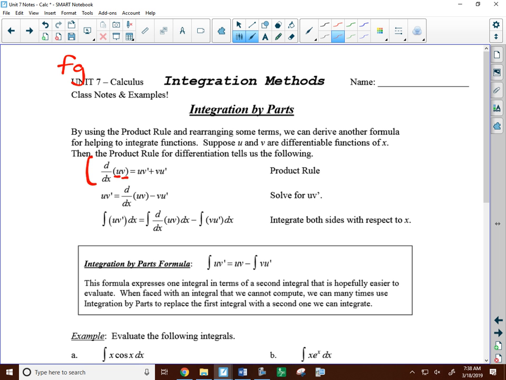So we're getting the derivative of that. And we know the product rule, it's fg prime plus gf prime. So in regards to u and v, it's uv prime plus vu prime. Over here, I just gave you the reason. That's just the product rule.